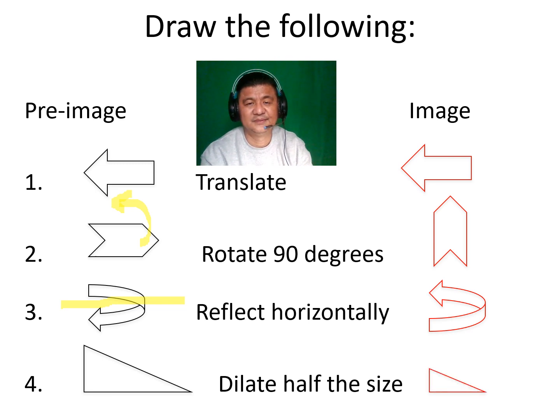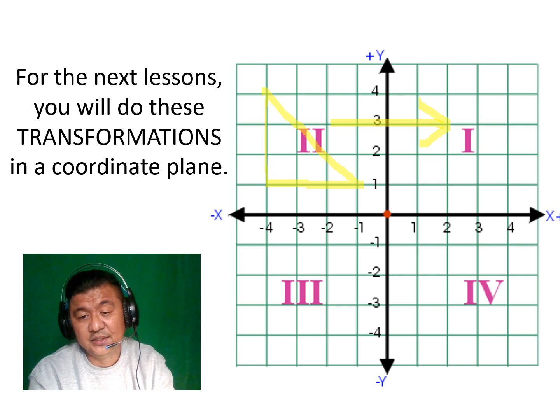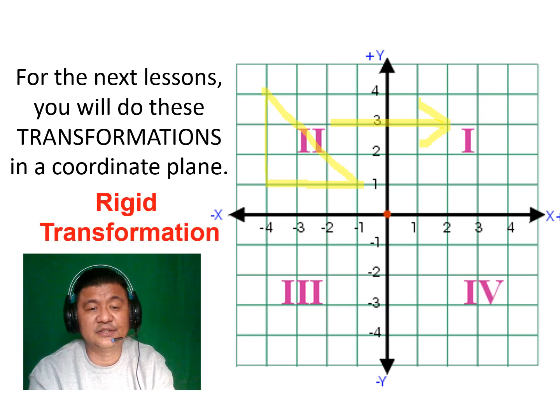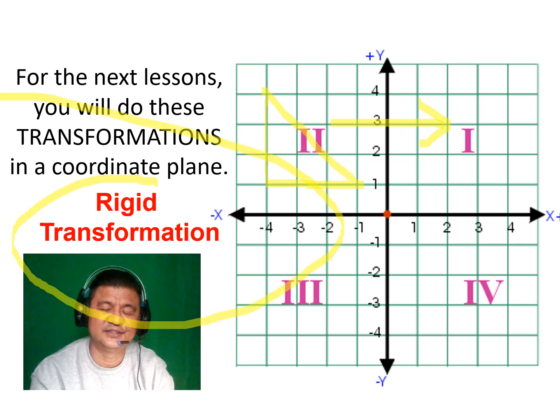There you go. For the next lessons, you will do these transformations in a coordinate plane. So remember your coordinate XY axis. In the next lesson, there will be geometric figures here, and then you will do the pre-image to the image. You will be having interesting generalizations, and since everything is 2D and in a coordinate plane, you call it now a rigid transformation. That's for the next lesson. Okay? Good luck.